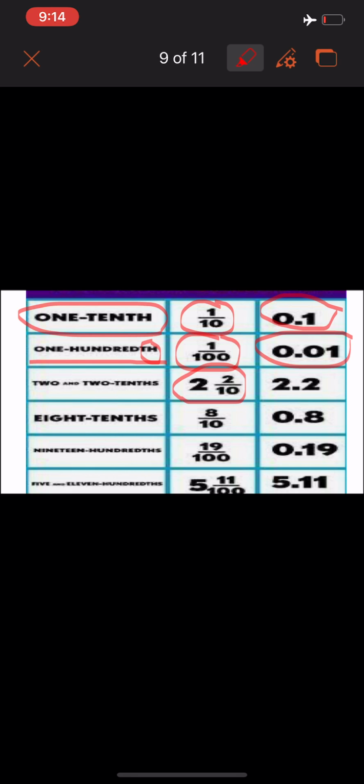Here, how can I read this? 2 and 2/10. See, I will read the whole first: 2 and 2/10. Actually, I have 2 and 2/10. Just read them together. I can write it as a fraction this way and as a decimal this way. And so on.